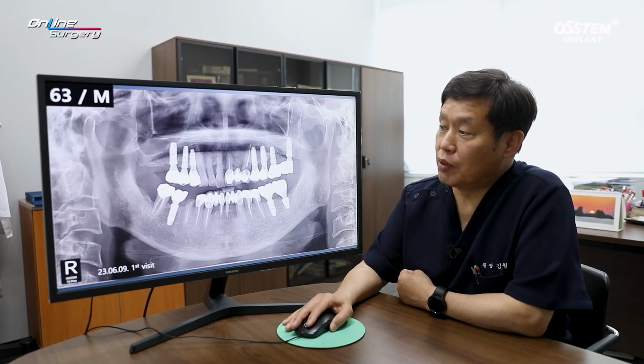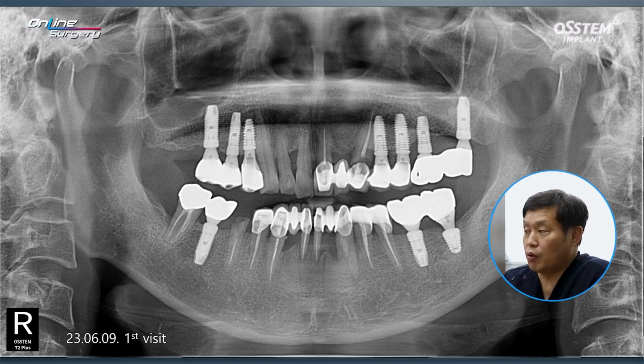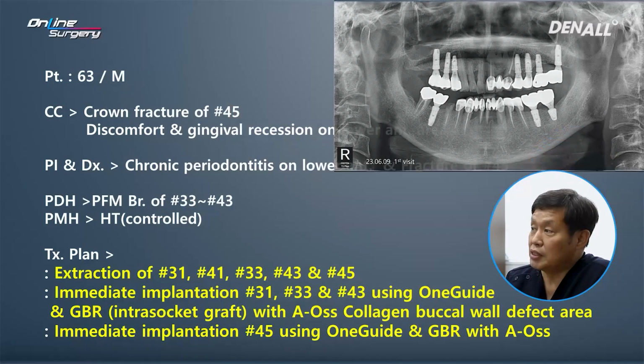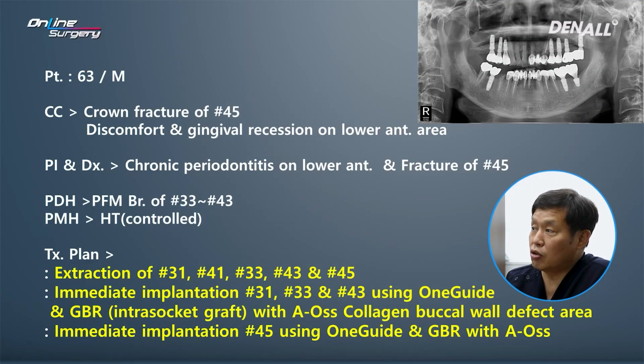Let's begin by looking at today's case. We have a 63-year-old male patient. His main complaint is discomfort in the lower anterior region with the gums receding significantly and occasional mild discomfort. He didn't report severe pain but expressed concern over the receding gums and unsatisfactory feeling. Additionally, he mentioned that tooth number 45, where he previously had a crown placed, was fractured. As mentioned, the patient complained of crown fracture in tooth number 45 and discomfort in lower anterior.